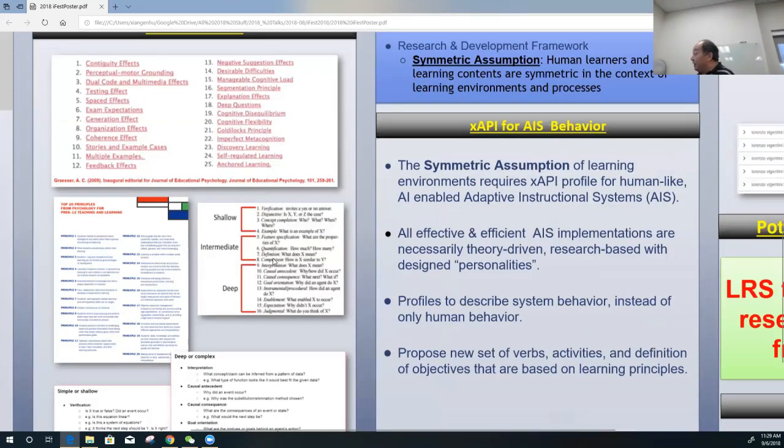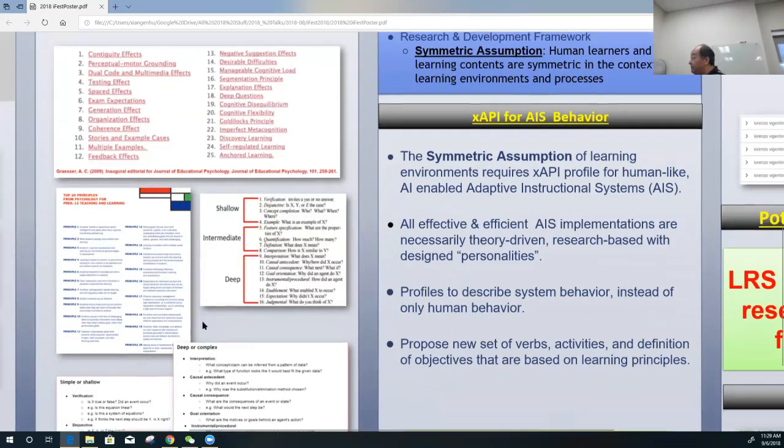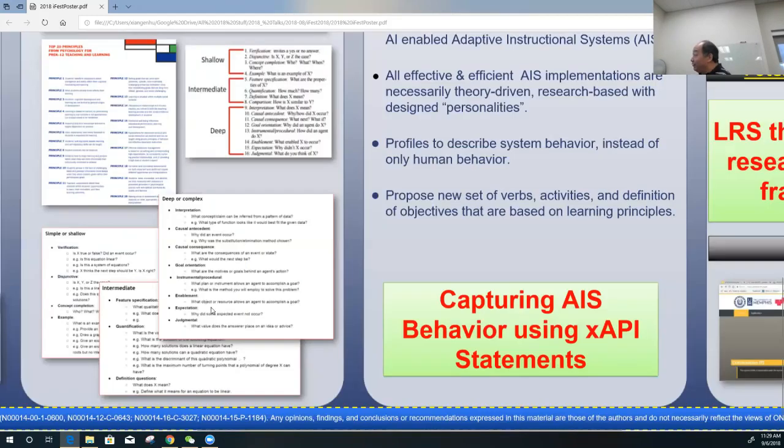For example, this one here is asking judgmental questions. This one is asking enablement questions. Those things are theory driven, from cognitive psychology, from research. Think about this. Think about what we have.